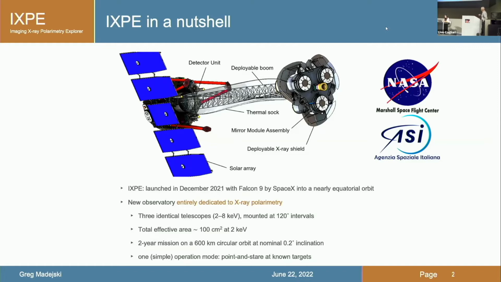Just to give you an overview, there are 3 identical telescopes mounted at 120-degree intervals, and that's essential to avoid any kind of systematic effects. 2 telescopes would be a problem, okay? So you want to be in the configuration that is at 120-degree intervals. The total effective area is small. It's only 100 square centimeters at 2 keV, and the bandpass goes to about 8 keV or so.